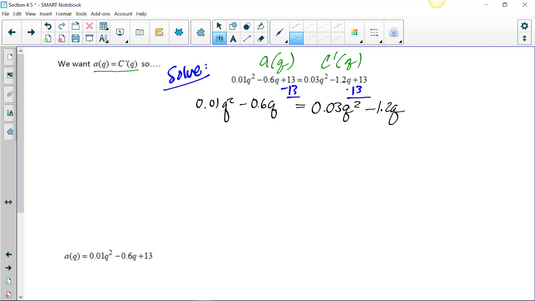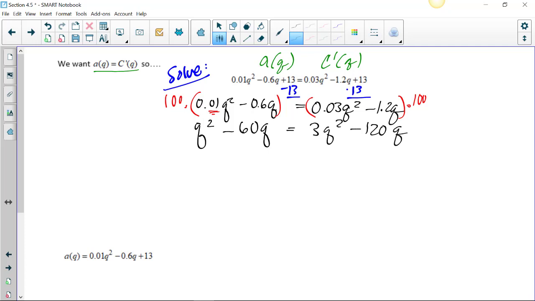Now, we can solve it like this, but decimals get a little messy and tedious. So one idea is to get rid of the decimals. Since 2 decimal places is the most, I'm going to multiply both sides by 100, which moves the decimal 2 places in each term. So I end up with 1q squared minus 60q is equal to 3q squared minus 120q. And now it's much nicer to solve.